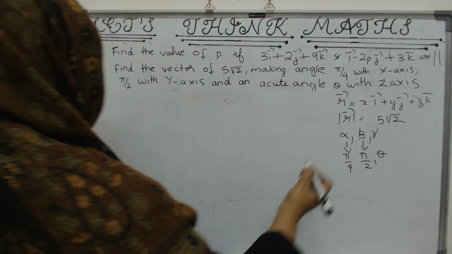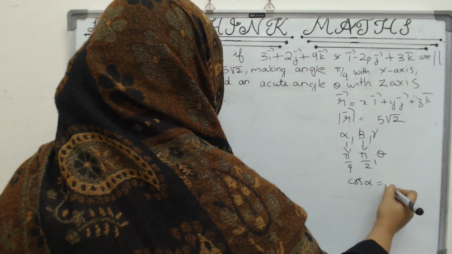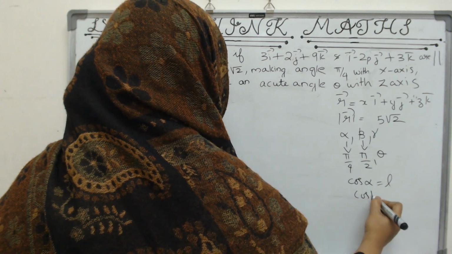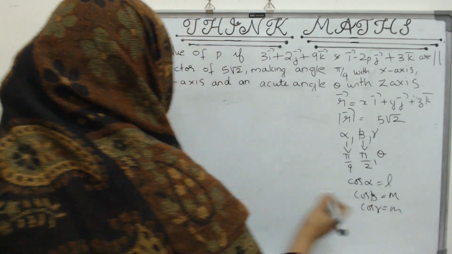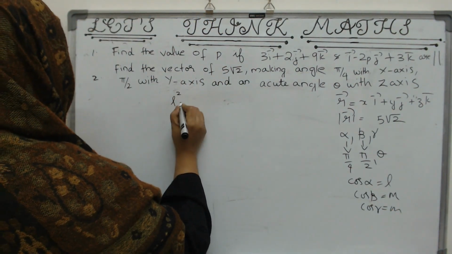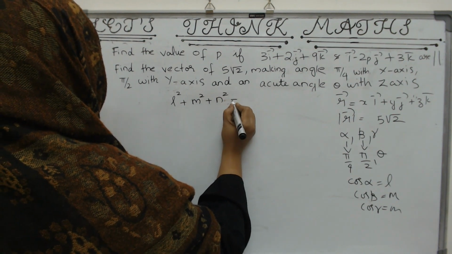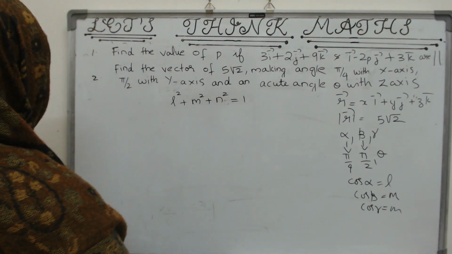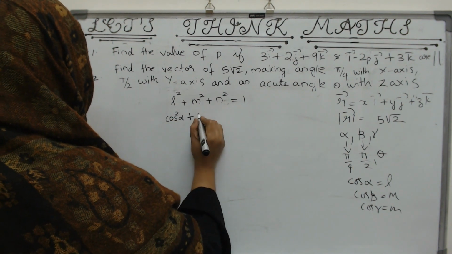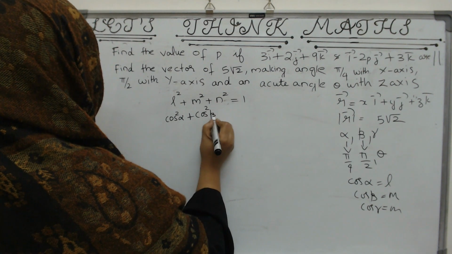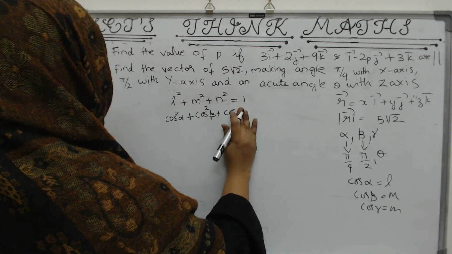Now, what is the letter which we use to represent cos alpha, cos beta and cos gamma? It is l, m and n, right? And how are l, m and n related to each other? l square plus m square plus n square is equal to 1, right? But what is l? It is cos alpha. What is m? It is cos beta. And what is n? We don't know what it is. We just know that it makes an angle theta.